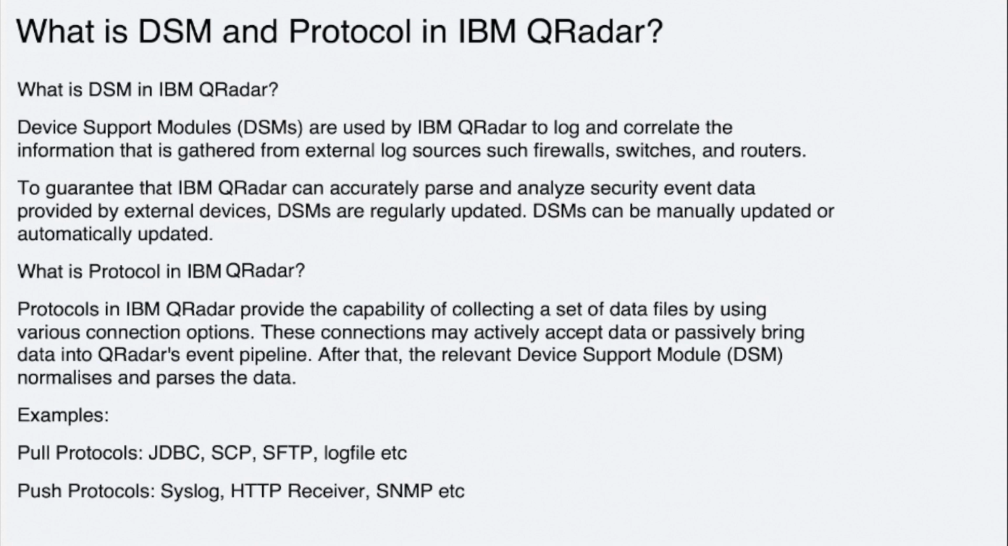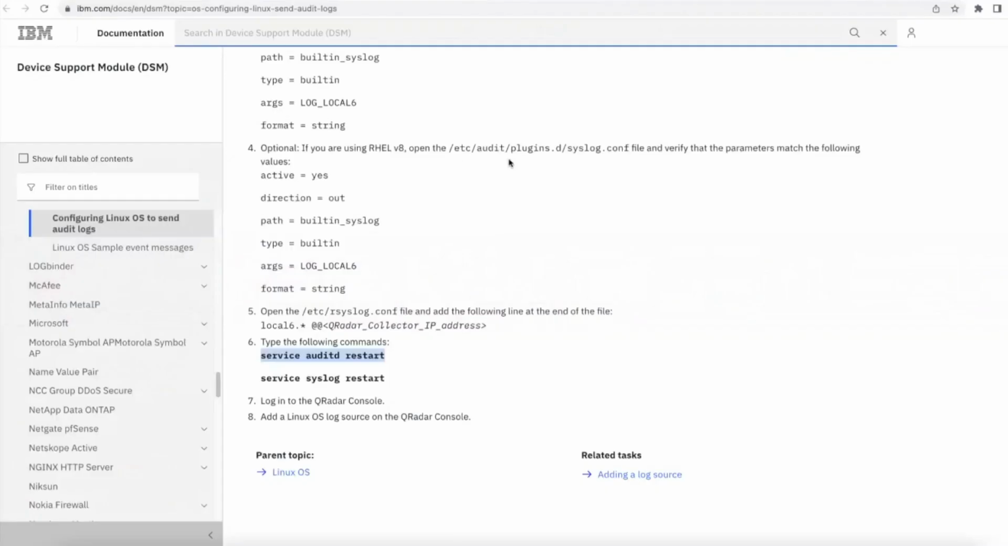Some examples of protocols are JDBC, SCP, FTP, or logfile. These protocols all work on a pull mechanism, which pulls the data from the device to IBM QRadar. Some examples of push protocols are syslog, HTTP receiver, and SNMP. So now we'll move ahead and see the integration.